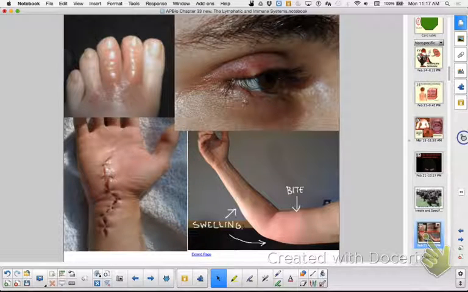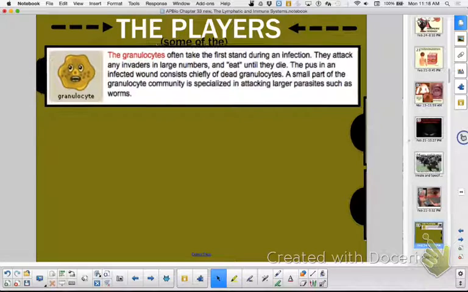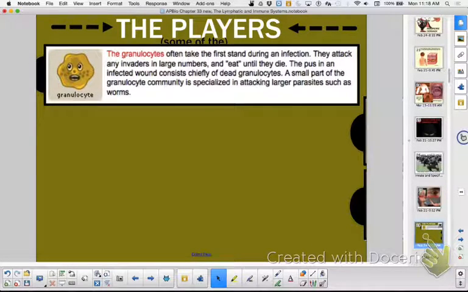Yeah, it's terrible. But anyway, your body is responding to that pathogen. Now, let's look at who the players are, and then we'll break down the response. The granulocytes, I told you about them. A couple of things about these guys: they attack invaders in large numbers. They are not specific. They're just like calling the police and they show up. They eat until they what? Die. And then I talked to you about pus already.